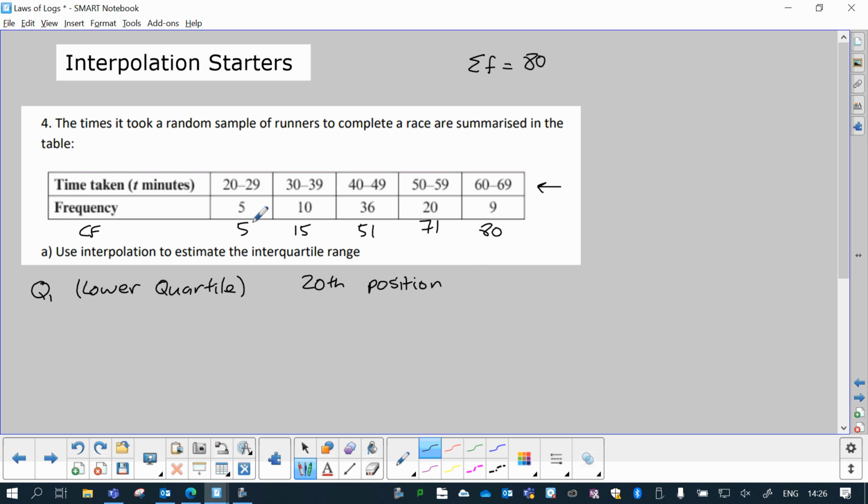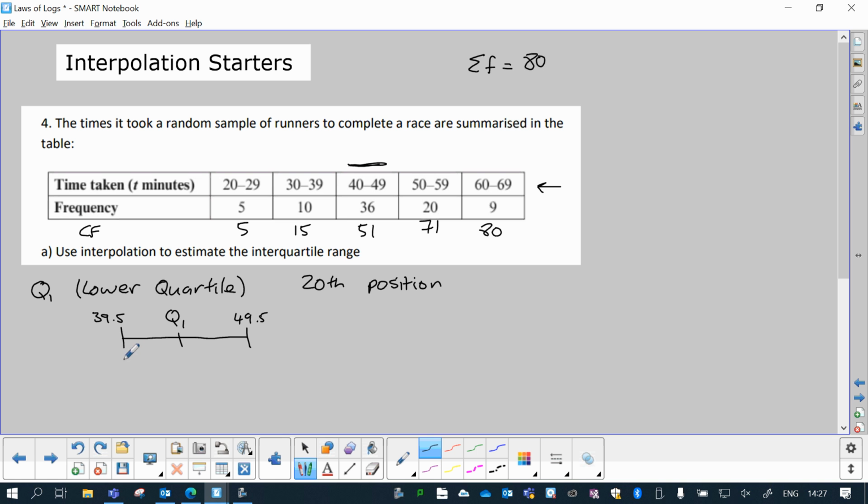Where is the 20th value? Well, there's up to the 5th, there's up to the 15th. So the 20th position is going to be in this group here, 40 to 49. So we just set up the calculation. Draw the line. There it is. Q1 is going to be in there somewhere, between 40 and 49. But as Seb said, we need to go 39.5 and 49.5 to allow for the fact that those groups don't overlap. It's just your upper and lower bounds.